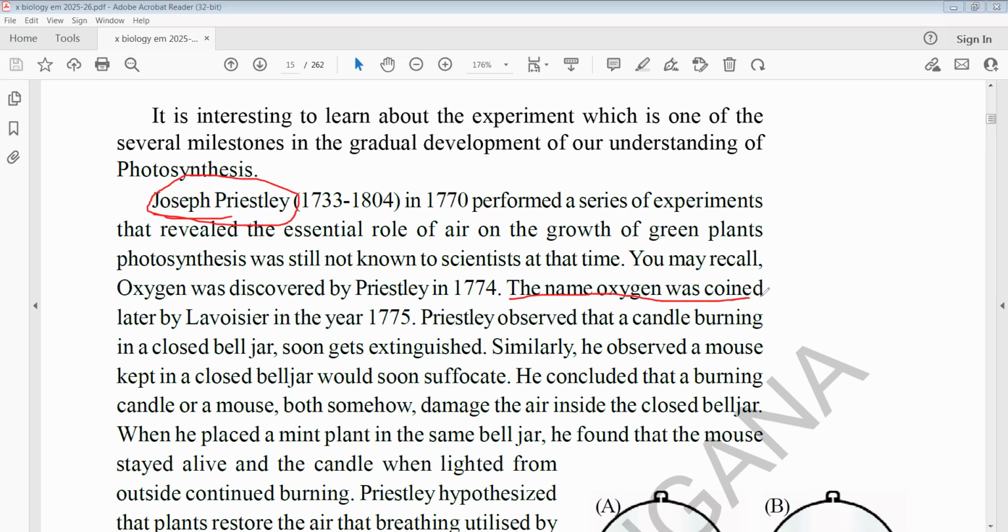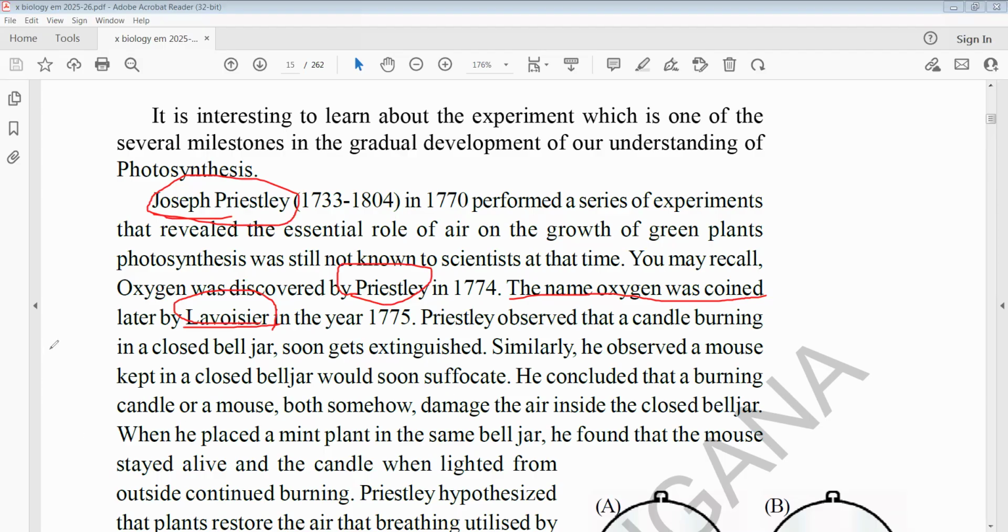This is important: the gas which is released at the end of photosynthesis, that is oxygen. The name oxygen was coined by Lavoisier. So whatever is released during photosynthesis, that gas was discovered by Priestley, but the name was given by Lavoisier. Priestley discovered the gas, whereas Lavoisier gave that gas the name oxygen.